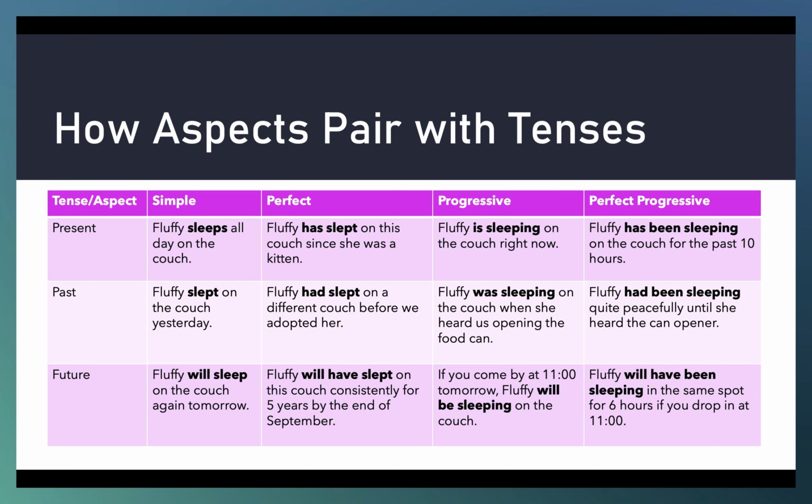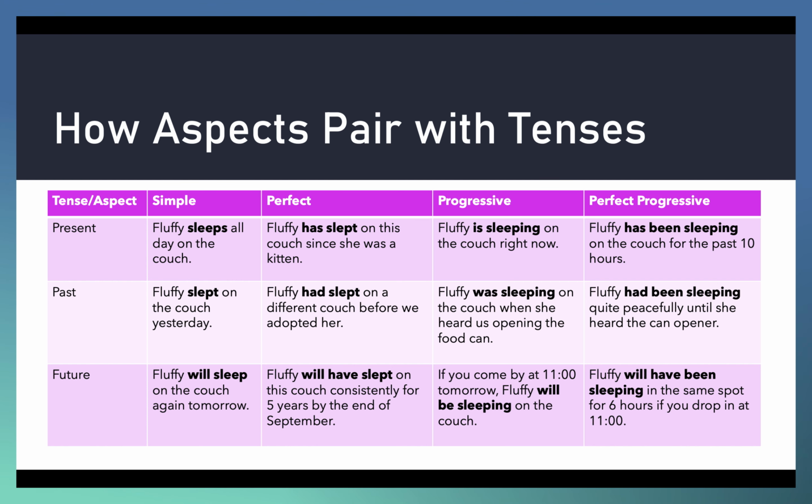Past simple: Fluffy slept on the couch yesterday. Past perfect: Fluffy had slept on a different couch before we adopted her. Past progressive: Fluffy was sleeping on the couch yesterday when she heard us opening the food can. Past perfect progressive: Fluffy had been sleeping quite peacefully until she heard the can opener.